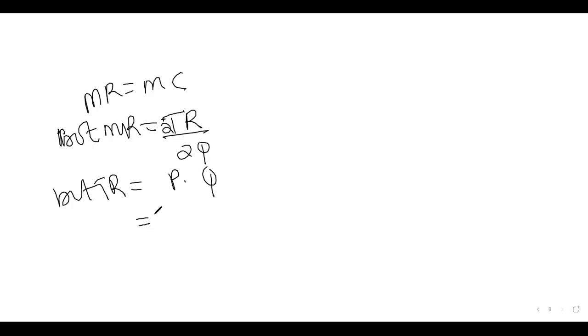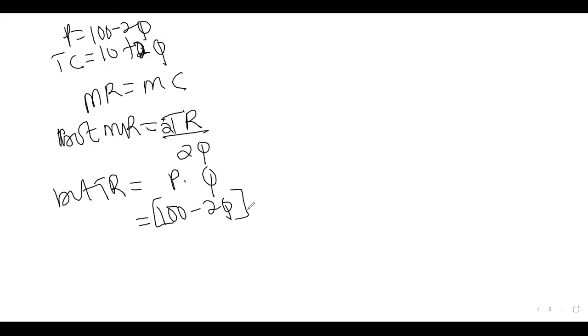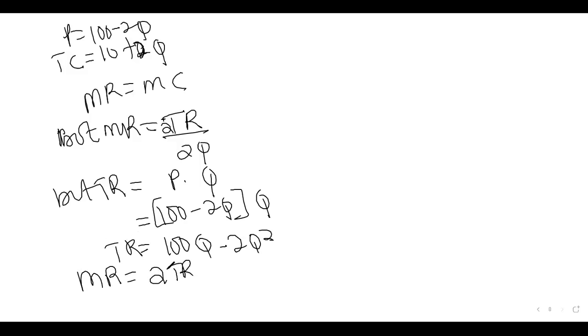Total revenue itself is equal to price times quantity. The price in the question is 100 minus 2K, and the total cost is 10 plus 2K, okay? So price times quantity will be 100 minus 2K multiplied by K. So you get 100K minus 2K squared. This is the total revenue. That means our marginal revenue would be change in total revenue over change in quantity. You get 100 minus 4K. Okay, that is the marginal revenue.